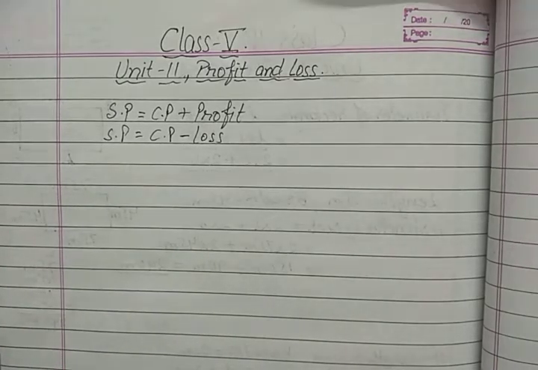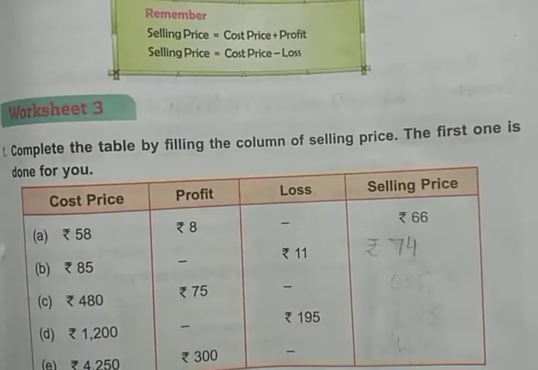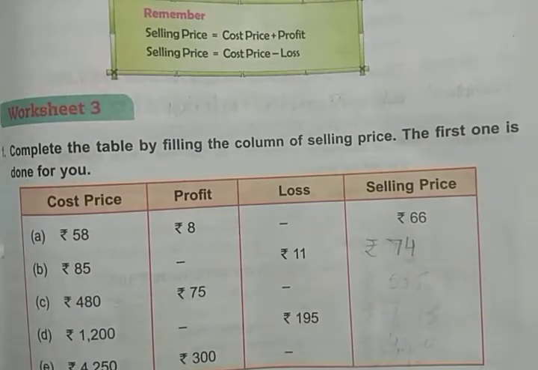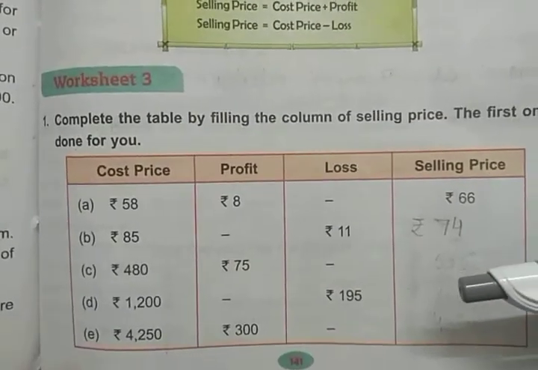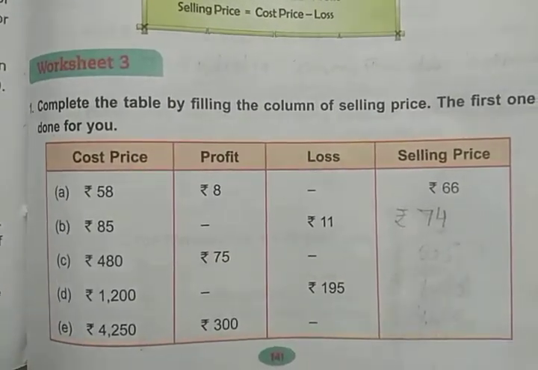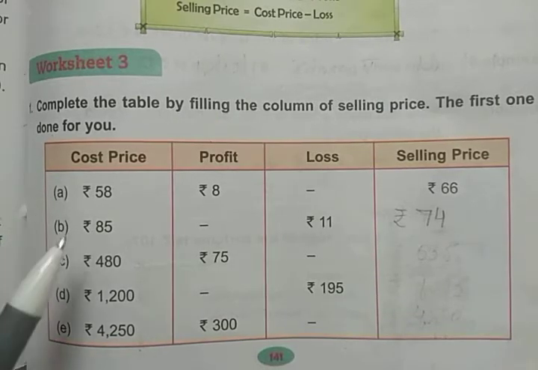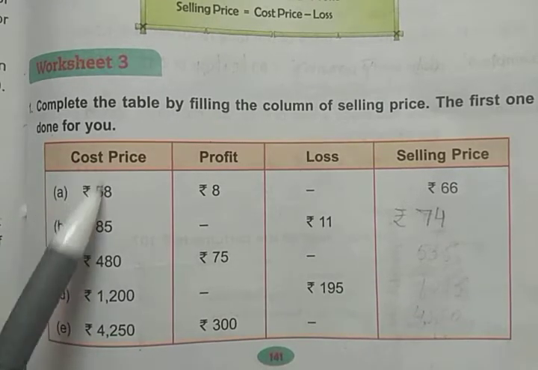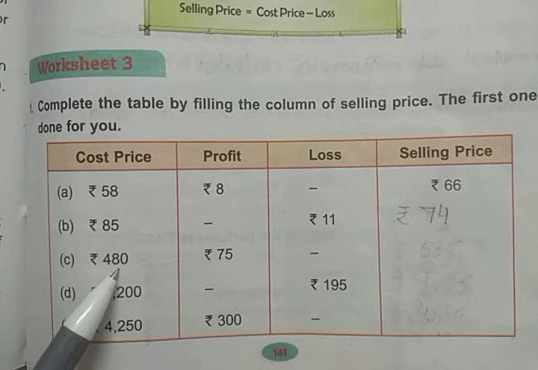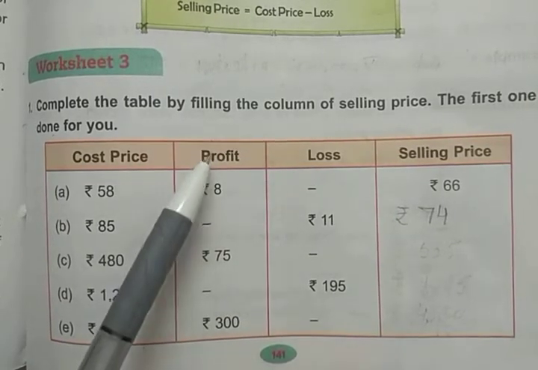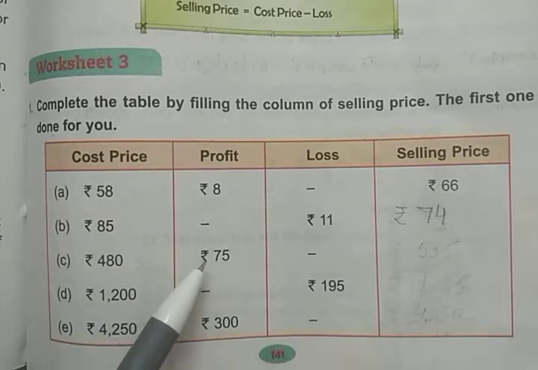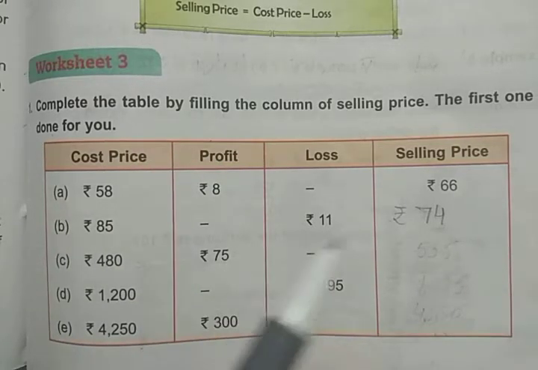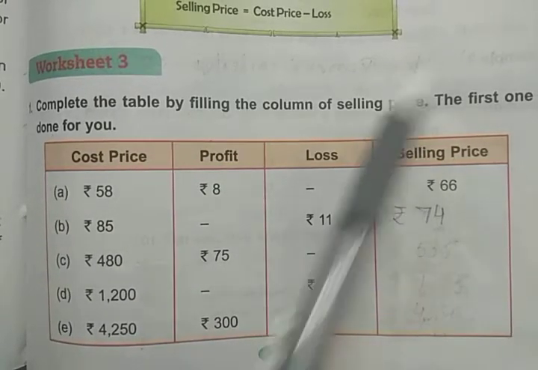And we have started worksheet number 3 and question number 1, and we have discussed its two parts. So C part: here the cost price is 480 rupees and the profit is given, that is rupees 75, and we have to find out the selling price.